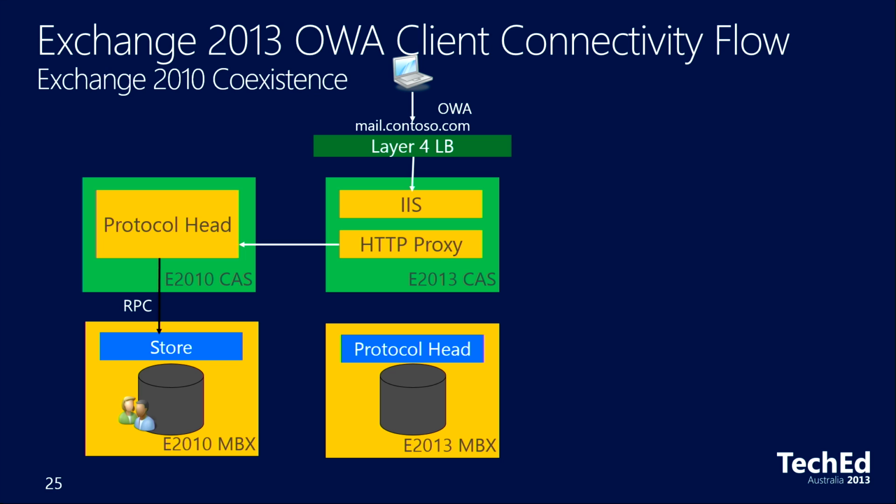All right, that's a very basic type of proxy situation where the 2013 server is just proxying the communication over to the 2010 CAS server, and then the 2010 CAS server talks RPC to the mailbox, gets the information back, sends it back through the proxy and up to the client. Very, very simple and straightforward.